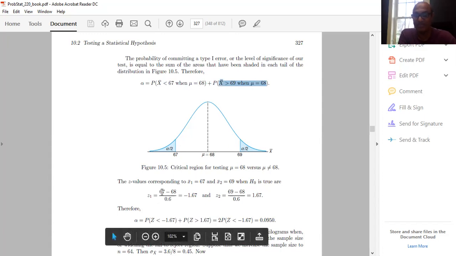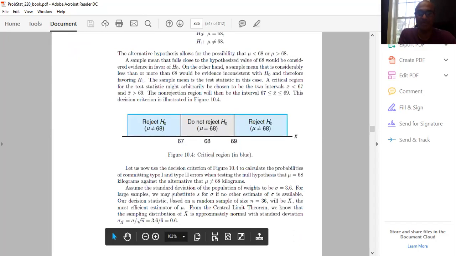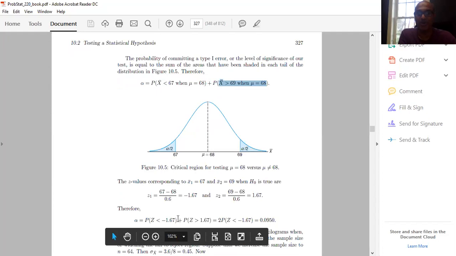If I want z1, that is equal to x bar, which is now 67, minus the mu value 68, divided by sigma over square root of n, by the central limit theorem, that is 0.6, just as we saw on the previous page, right? And z2 is now 69 minus 68 divided by 0.6, and that is 1.68. So I can find that z is less than negative 1.69, and z is greater than 1.67.